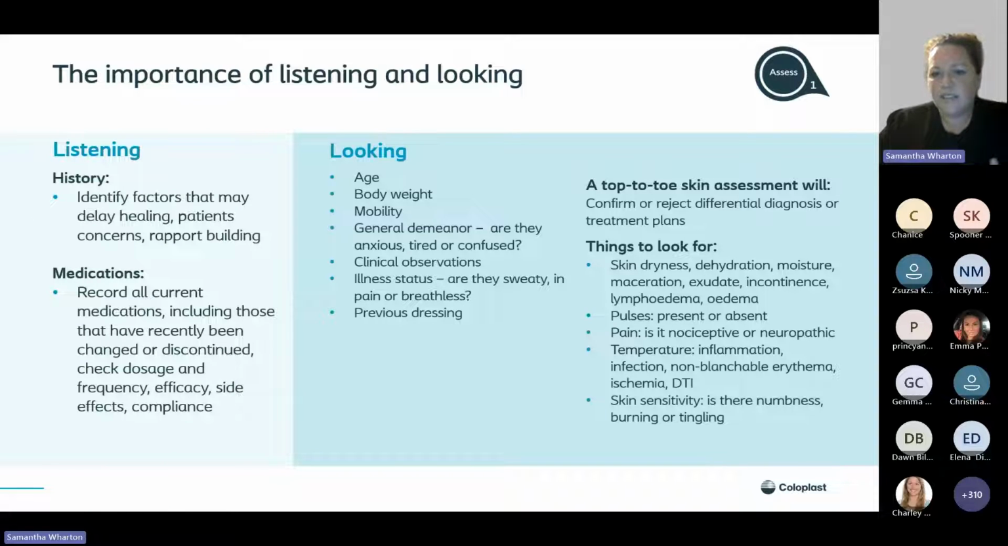And then you're looking at the skin. Is it dry? Is it dehydrated? Is there moisture present? Is there maceration? Do we need to manage that peri-wound maceration? Is there any skin sensitivity, numbness, burning, tingling? These sorts of words that the patients use can actually give you some more ideas on what's going on with that wound.